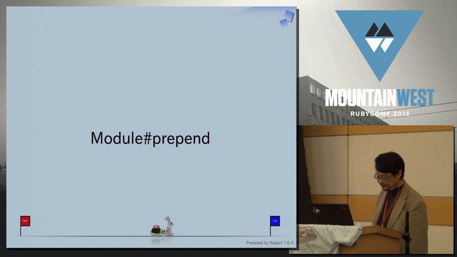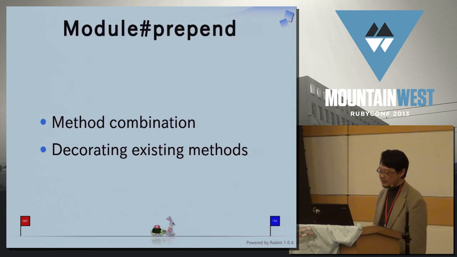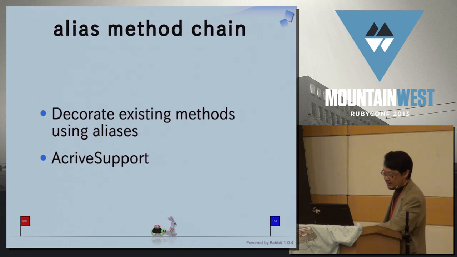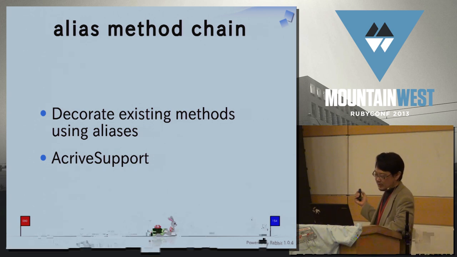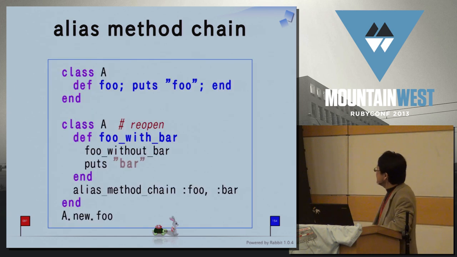Module prepend. Module prepend is a form of method combination. It's decorating existing methods. It's kind of like alias method chain, which decorates an existing method using alias. It's defined in Active Support. Alias method chain goes like this.